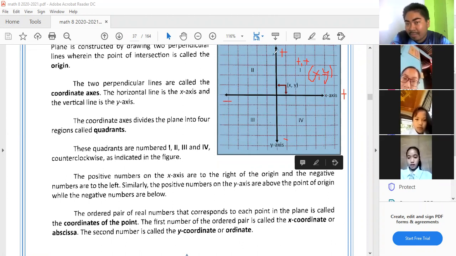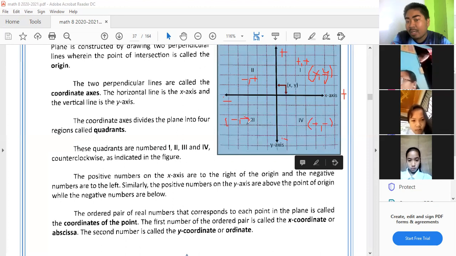That is negative, positive. Kasi nga, mag-start tayo sa x. Anong value ng x dito? Negative. So ang y natin is positive. Therefore, ang quadrant 3 is negative, negative. Kasi nga, this is negative, this is negative din. How about in quadrant 4? Positive, negative. So, positive, positive for quadrant 1, negative, positive for quadrant 2, negative, negative for quadrant 3, and positive, negative for quadrant 4. Nakuha?